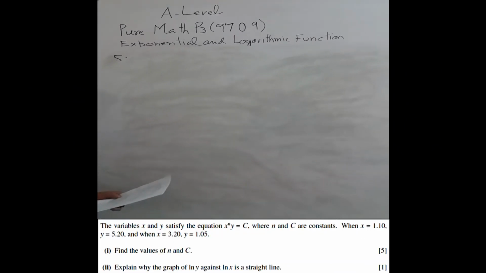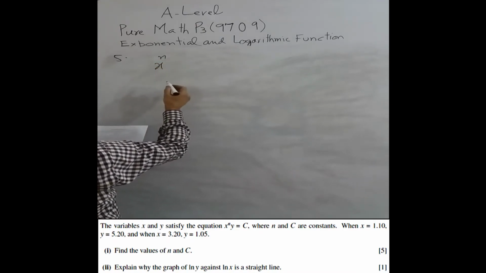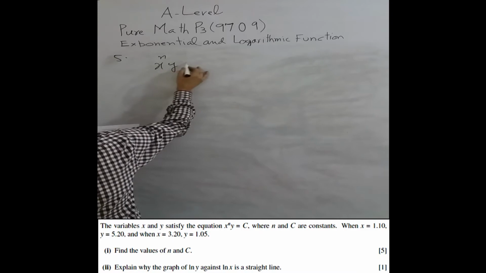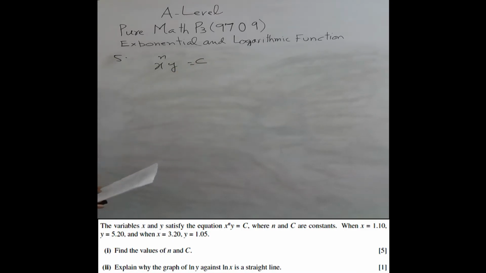Next, question number 5. Please read the question. The variables x and y satisfy the equation x raised to the power n, y equal to c. Now see that again, this is not a linear equation, it's non-linear, and we are given some values. You read the statement. So the first part is to find the values of n and c. It's 5 marks.